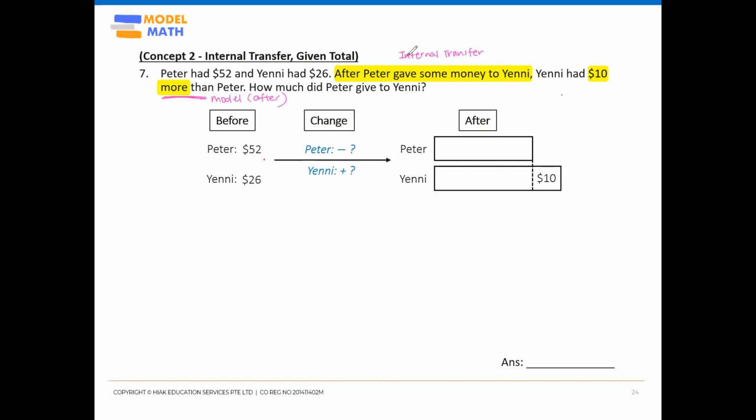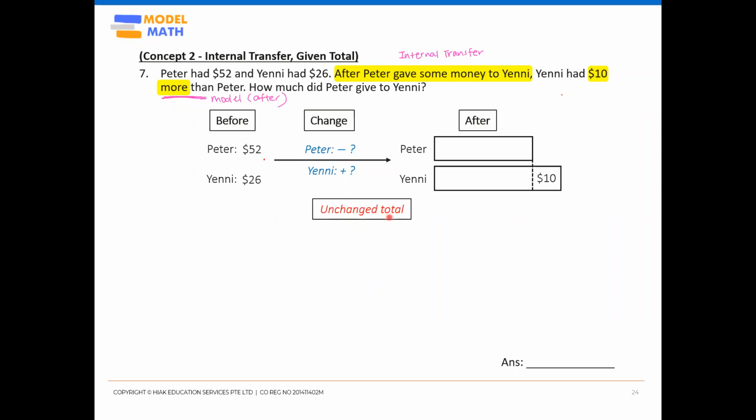Now, internal transfer means he is giving to someone else that is involved in this question. So it's circulating, you see, the money that he gives is circulating within both Peter and Yenni. Okay, that's called internal transfer. All right. So in an internal transfer, I hope you can tell that the total will remain the same throughout.